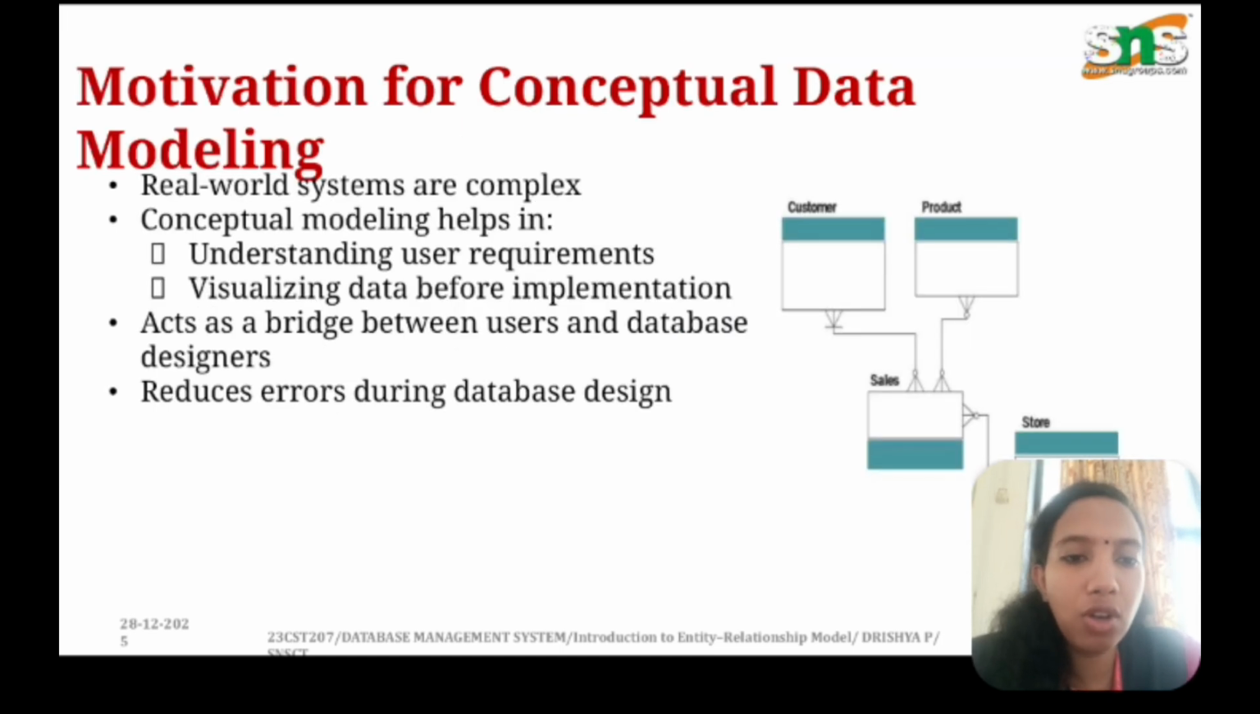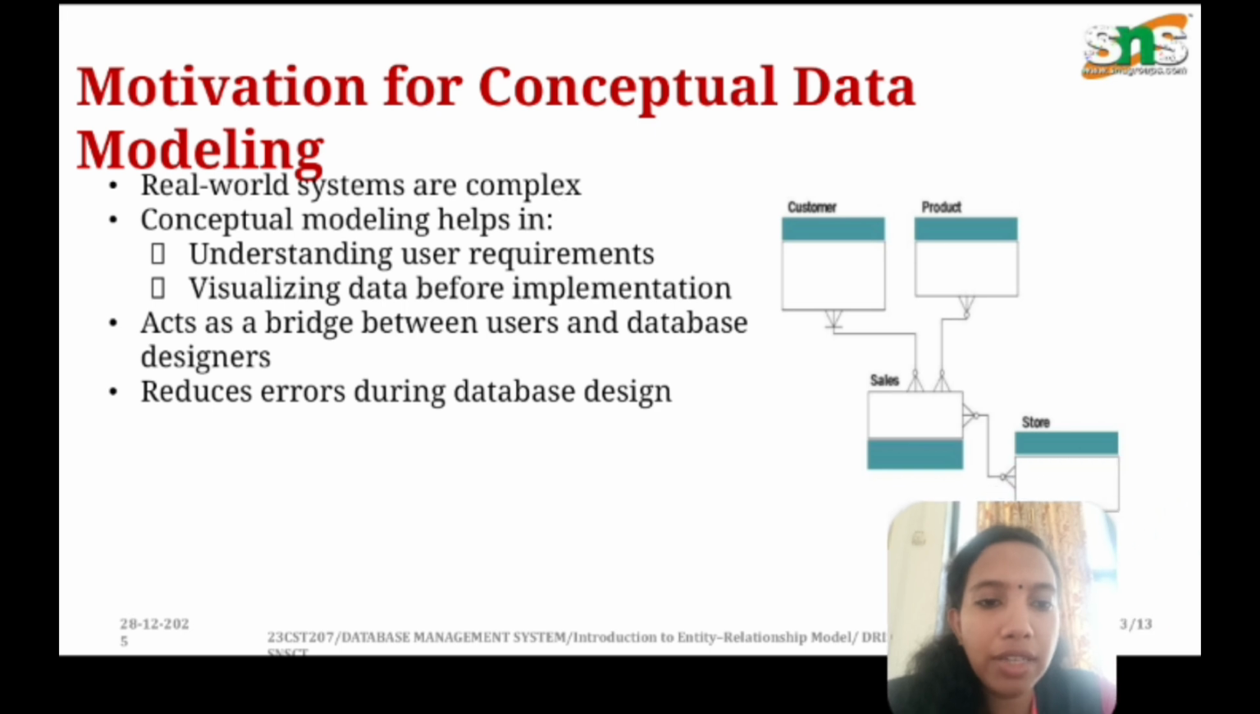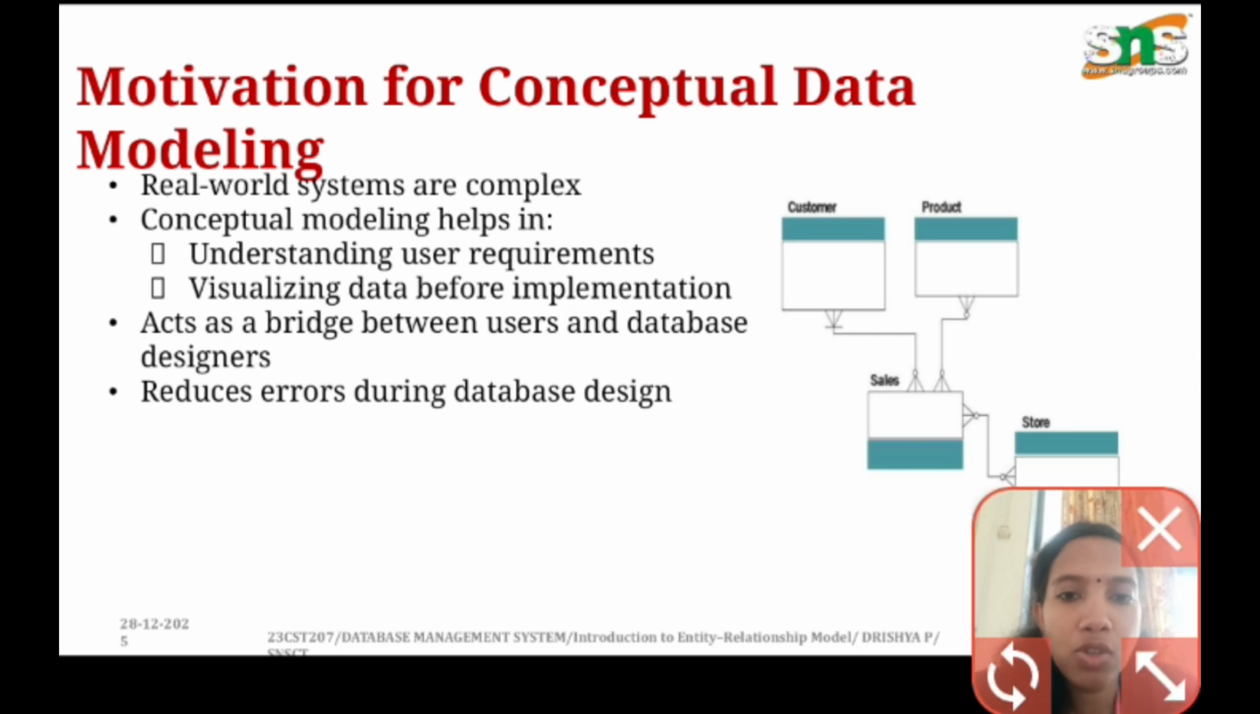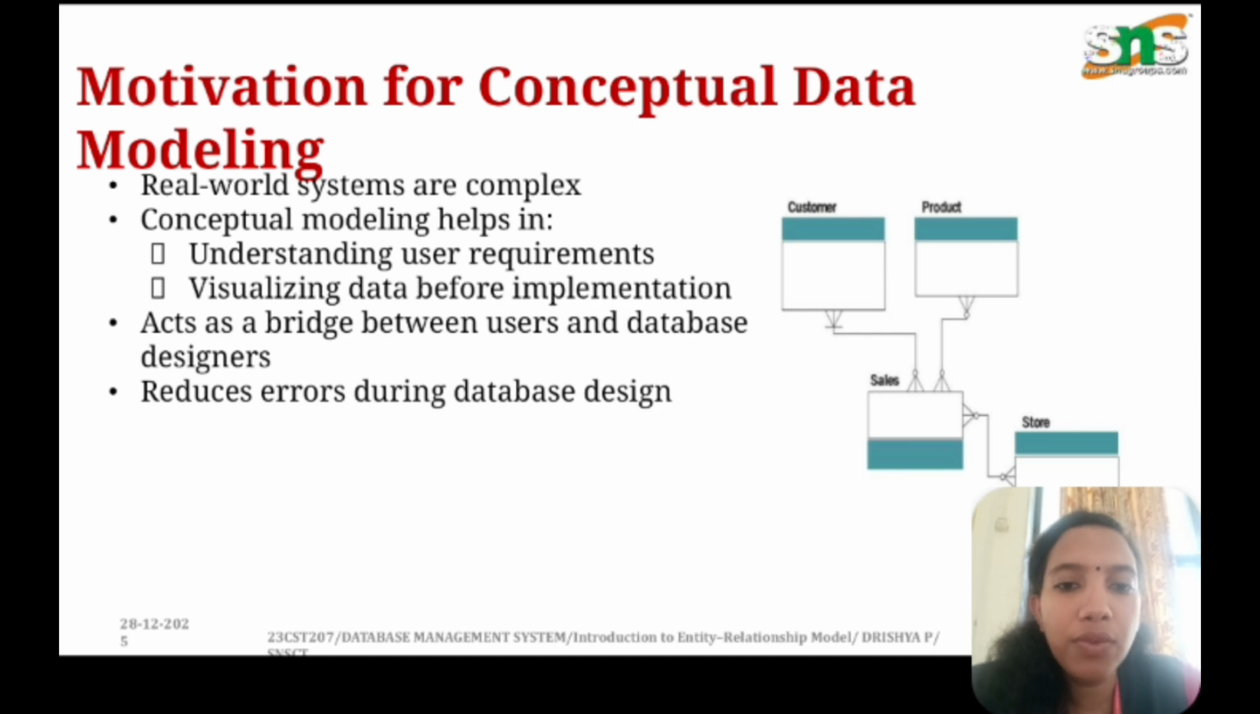Then the motivation of conceptual data modeling. Here we are given customer, product, sales, stores, etc. Real world entity systems are complex, and conceptual modeling helps in understanding user requirements, visualizing data before implementation, acts as a bridge between users and database designers, and reduces errors in database design.